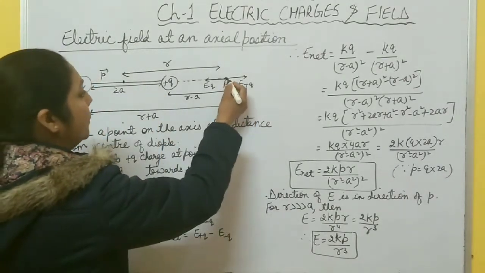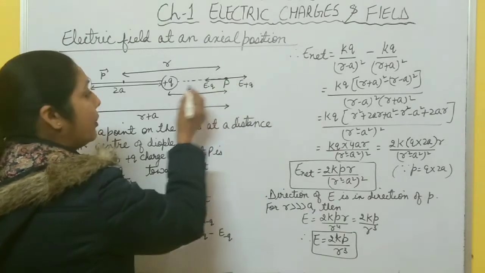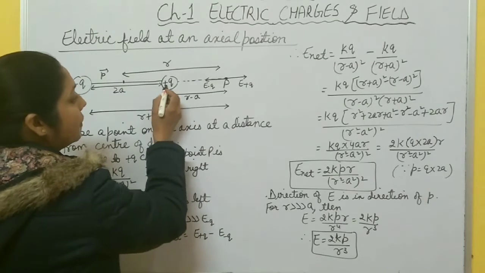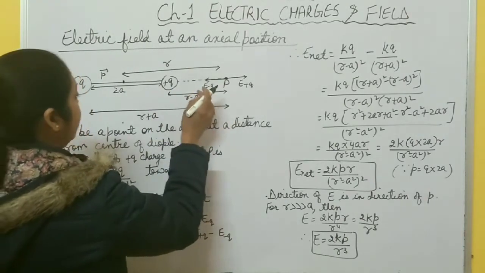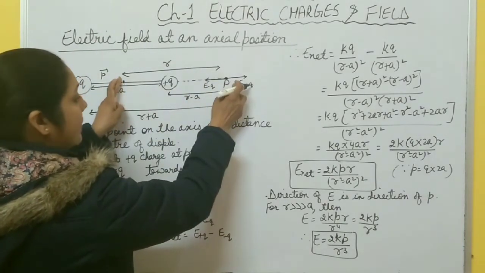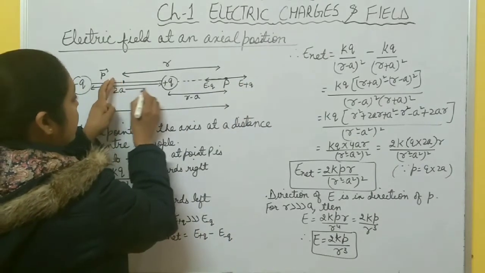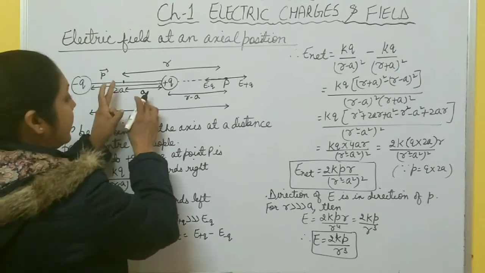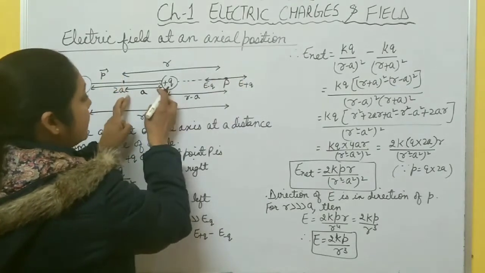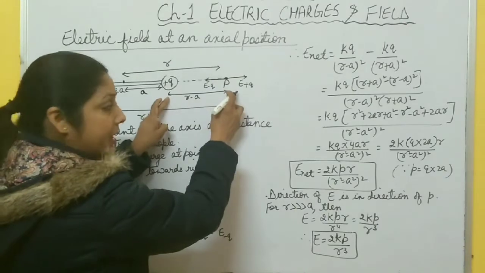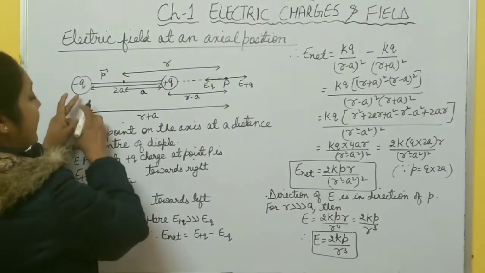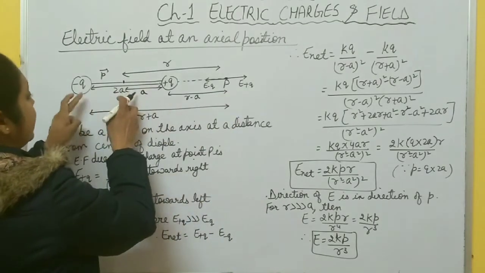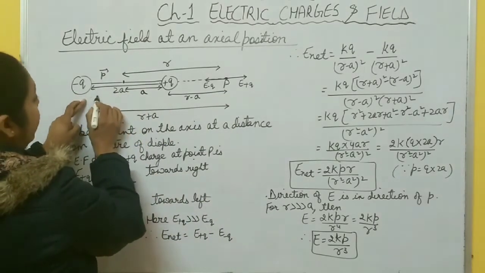Again you know that for the electric field at any point due to a charge, you must know the distance. So what is the distance from this plus q charge to point P? Center to this point P is r, right? And this is a. If you take half, then this becomes a. Whole is r, this one is a, it means this becomes r minus a, right? And the distance from the minus q charge: center to this point P is r and this one is again a, right?